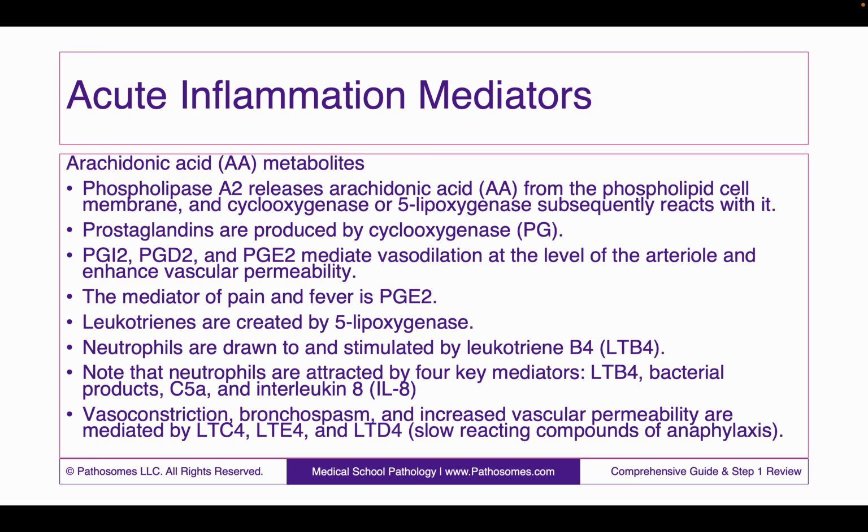Now, vasoconstriction, bronchospasm, and increased vascular permeability are mediated by LTC4, LTE4, and LTD4. Now, wow, they all have 4 in them. But don't forget about LTB4 being for neutrophil attraction, okay? But for vasoconstriction, bronchospasm, and increased permeability, look for the 4s. Also note those are the slow reacting substances of anaphylaxis.